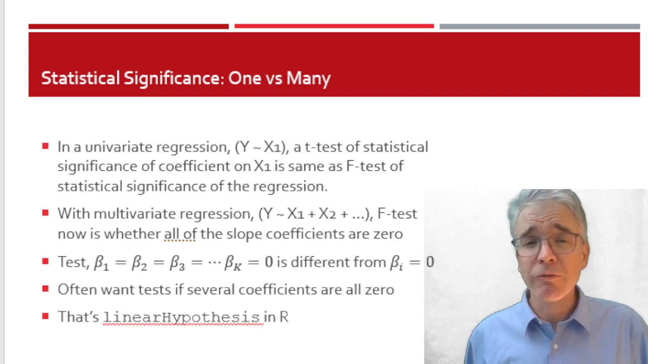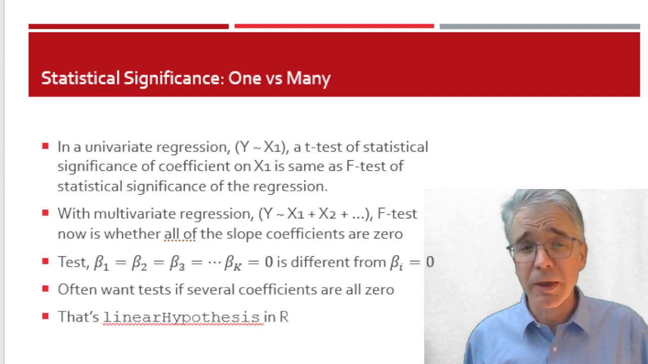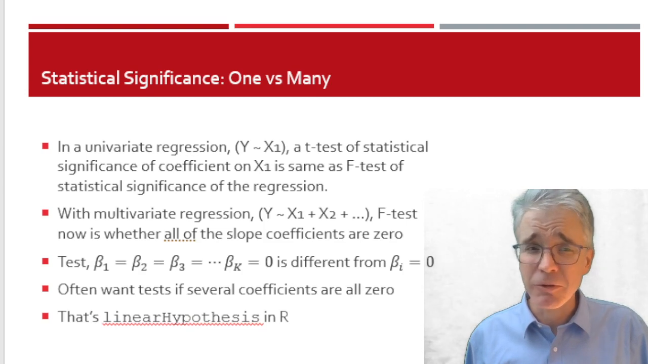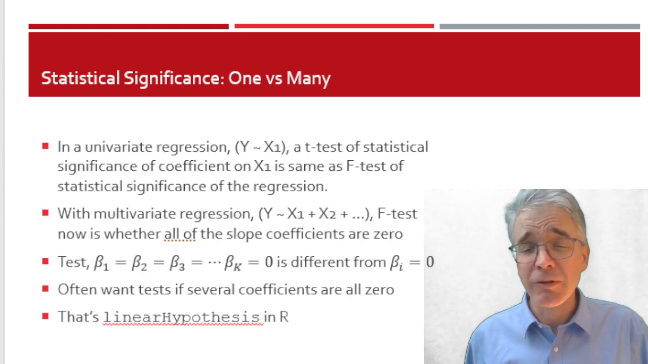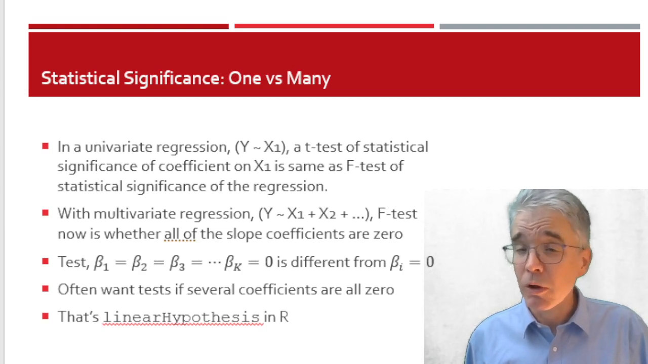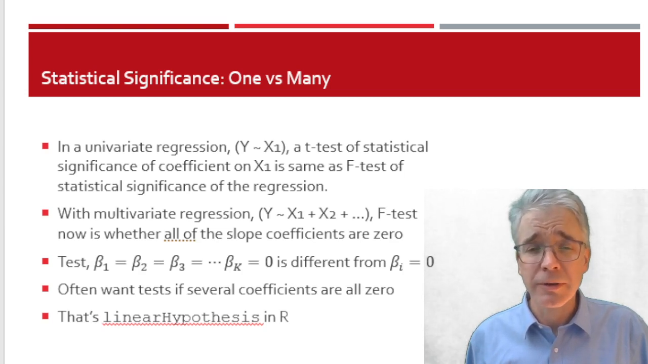Often we want to form tests about whether a group of beta coefficients are all equal to 0. And that's different than testing if they're one at a time different from 0. For instance, if we have a bunch of dummy variables for education, we might want to test whether education overall is useful in prediction. That can be done with a linear hypothesis package in R.